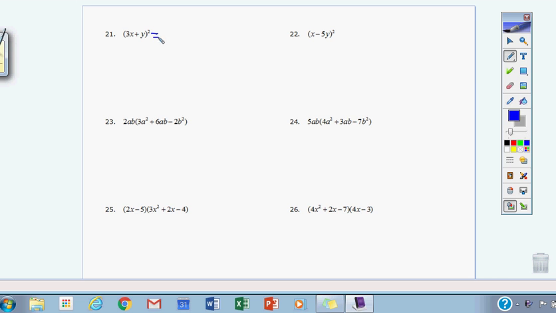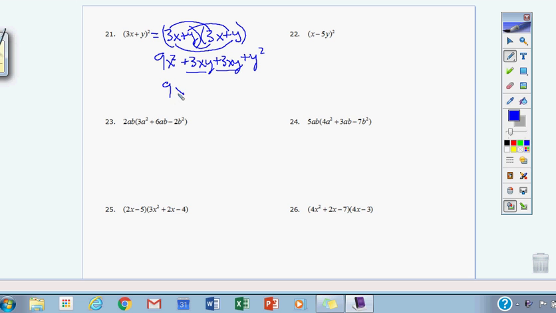But we do recognize that this is equivalent to 3x plus y times 3x plus y. Anything squared is that thing times itself. So now we do first and FOIL. 9x squared plus 3xy plus 3xy. And then plus y squared. And then we combine our like terms. So this problem comes out to 9x squared plus 6xy plus y squared.